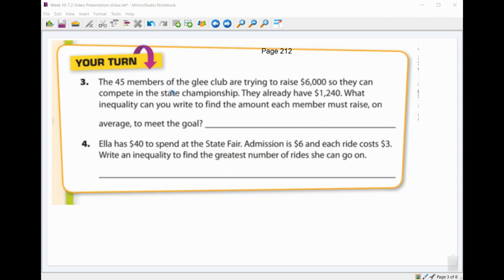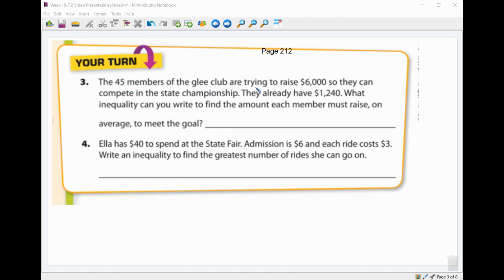The 45 members of the Glee Club are trying to raise $6,000 so they can compete in the state championship. They already have $1,240. What inequality can you write to find the amount each member must raise on average to meet the goal? I'm going to read this one more time with you, and then I'll need you to pause the video, think about this, and then try and come up with an inequality.